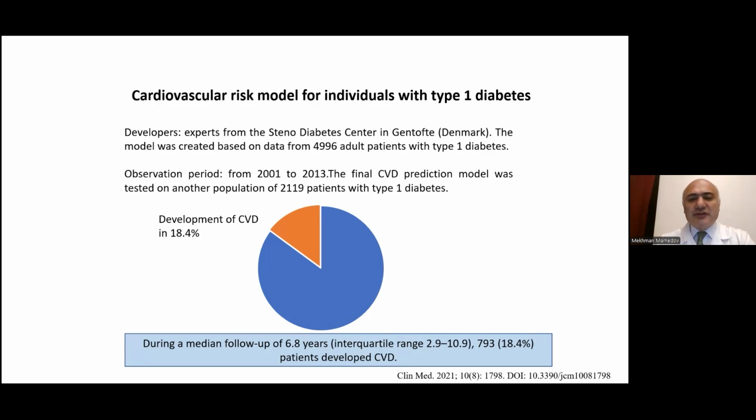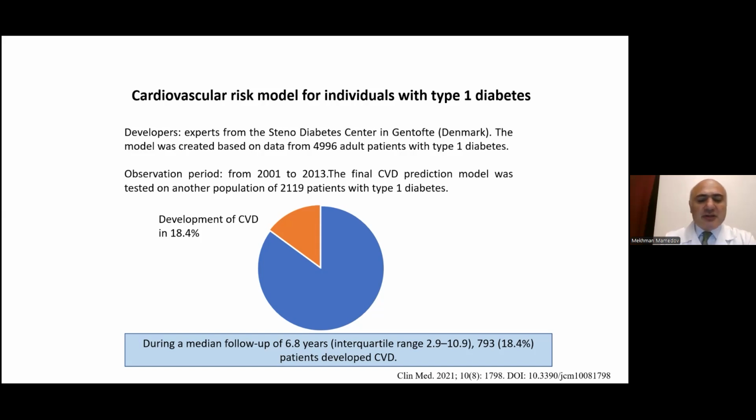A cardiovascular risk model for individuals with type 1 diabetes is possible too. The developers are experts from the Steno Diabetes Center in Denmark. The model was created based on data from 5,000 adult patients with type 1 diabetes. The observation period was from 2001 to 2013. The final cardiovascular prediction model was tested on another population of 2,120 patients with type 1 diabetes.